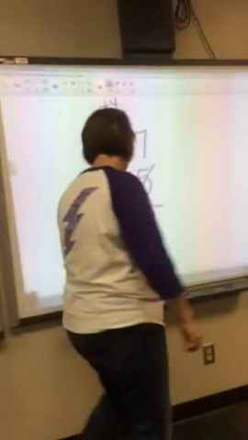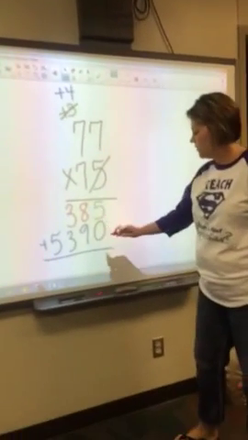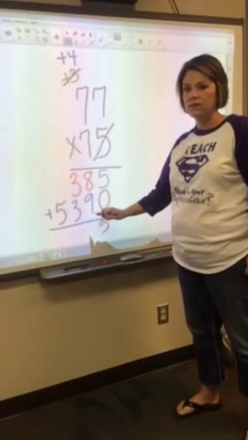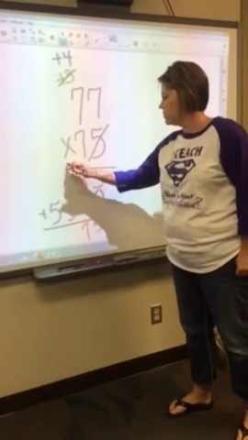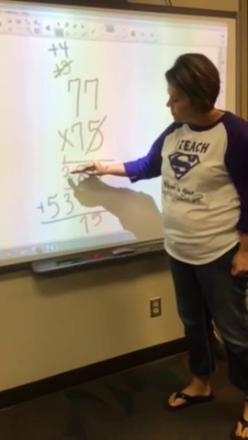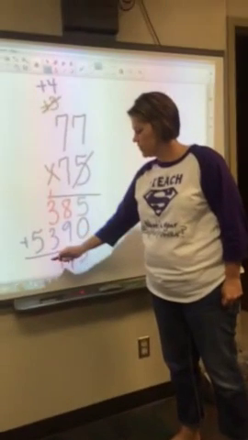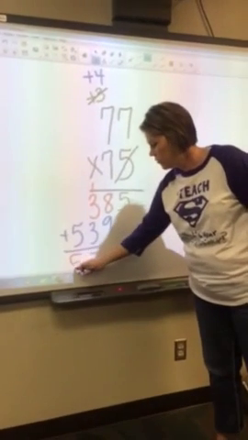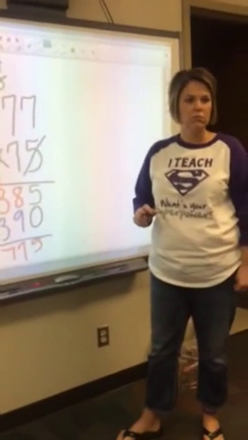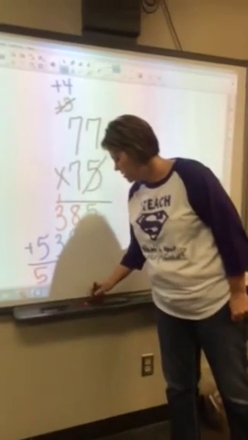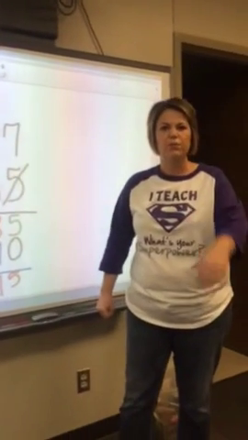Okay, so let's go ahead and add. We have 5 plus 0. 5. 8 plus 9. 17. 7 goes down. 1 goes up. 1 plus 3 plus 3. 7. Okay. Nothing plus 5. 5. Okay, where does my comma go? In between 5 and 7. Awesome. All right. I think that's probably good to stop.